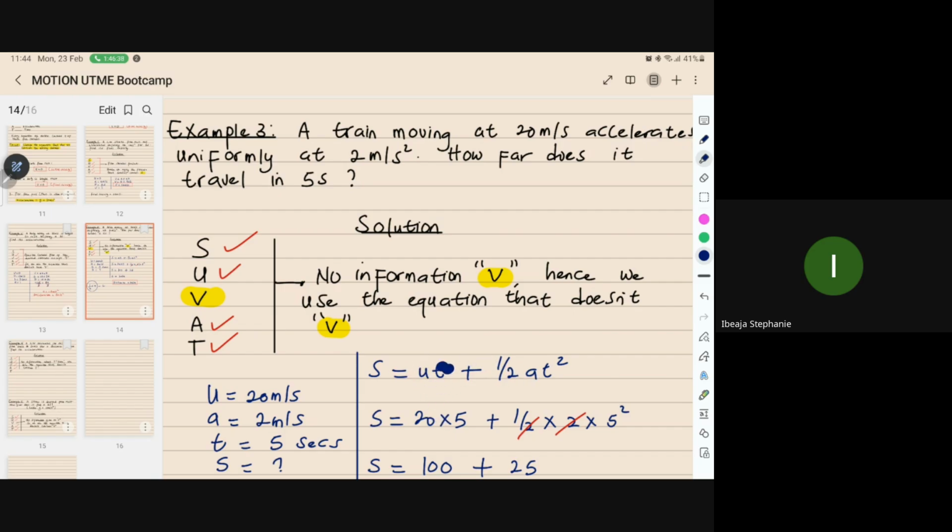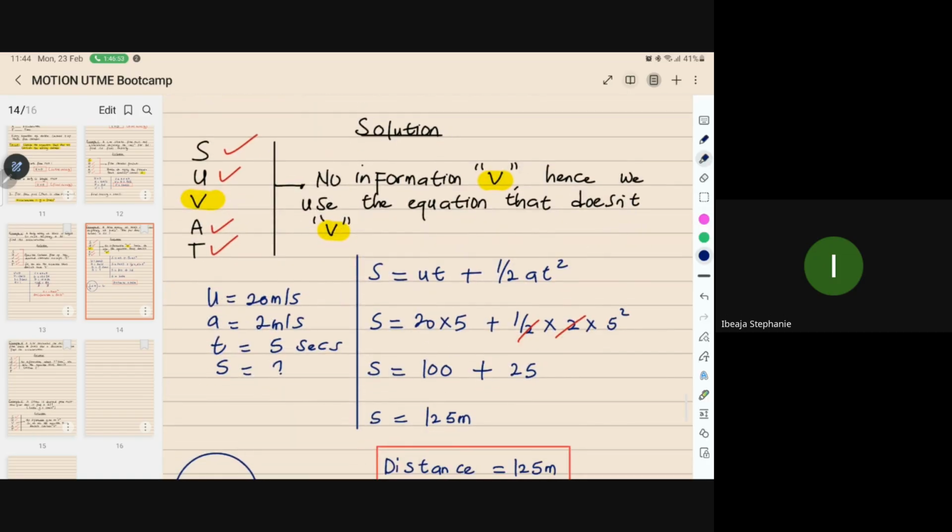So, U is 20, T is 5. Now, I have 1 over 2 times 2 times 5 squared. Sorry, it's a mistake. Okay, times 5 squared. So now, I will have that 2 cancel 2. 2 divided by 2 will give me 1. So that 1 times 5 squared will give me 5 squared.